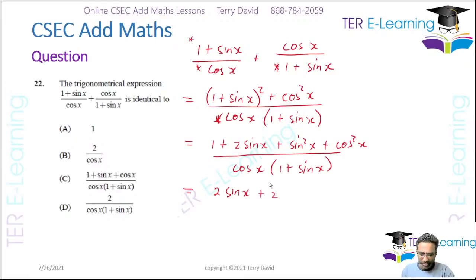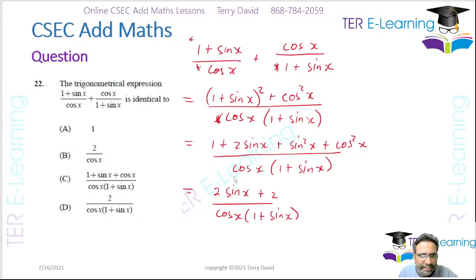1 second, let me make sure I'm doing this correct here. I worked it out before. Okay, yeah. So this is right. So everything is fine up to this point here, all over cos x by 1 plus sine x.